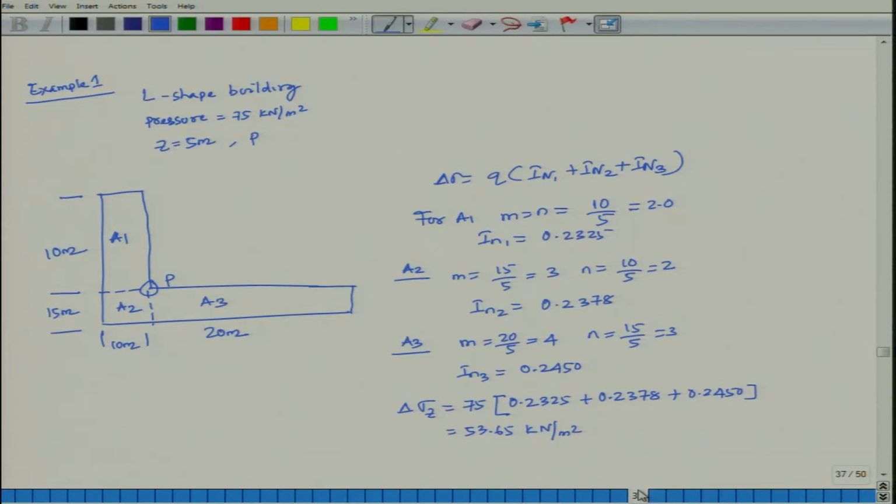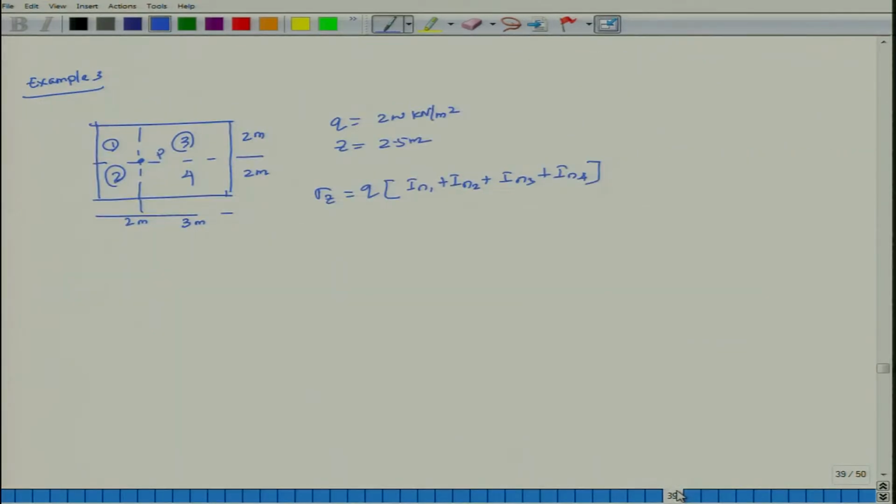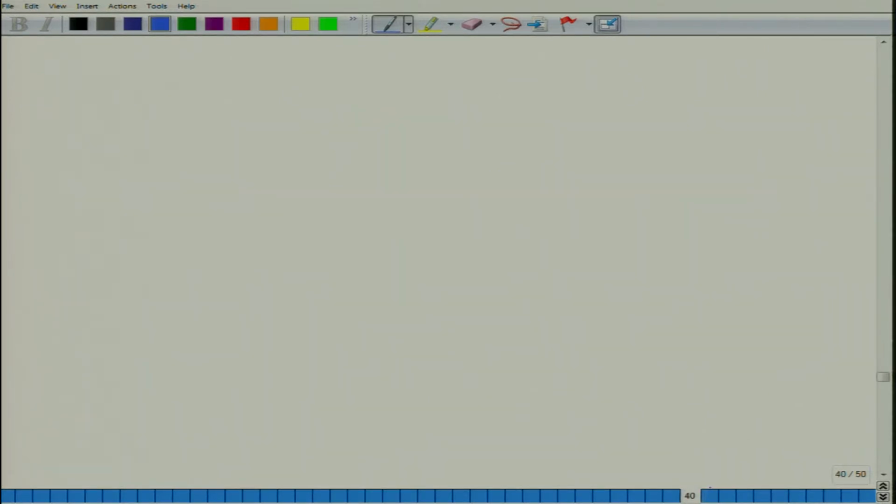Example 1 is an L-shaped building where the pressure intensity is given and the depth is 5 meter; find the increase in stress. The second one is outside the loaded area at point P; find the increase in stress. The third is again in between the loaded area, which is very easy, and you can find it easily. So, let us start with one more example, the equivalent point load method.